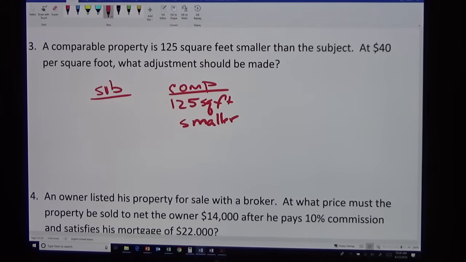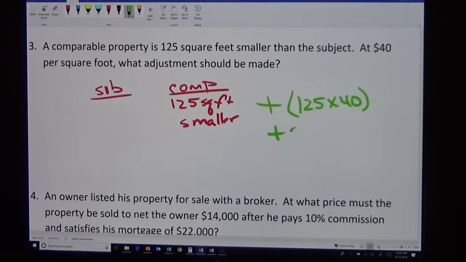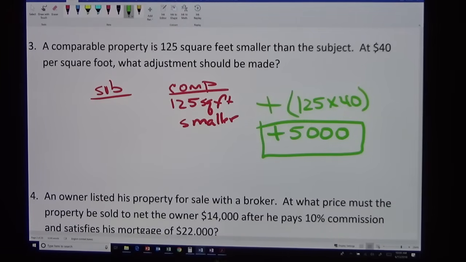So if it's smaller, then we need to make it bigger. We need to go up. We need to adjust up. So it's plus, and it's going to be plus 125 square feet times $40 per square foot. And so when we do that number, that is plus $5,000. And that's going to be our answer. Our adjustment is plus, and remember adjustments always have a plus or a minus. It's plus $5,000.